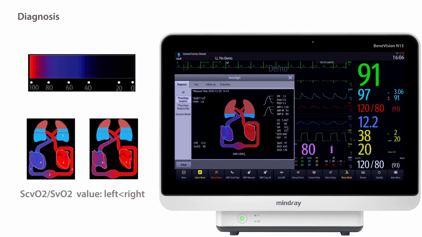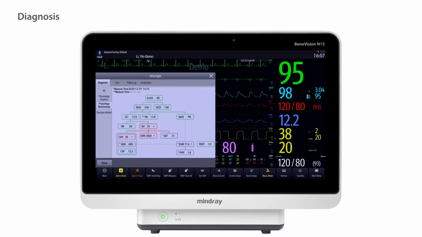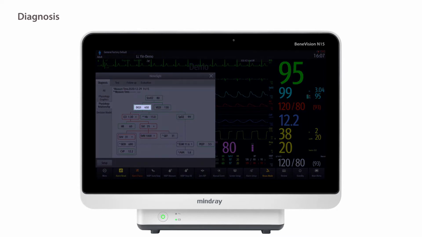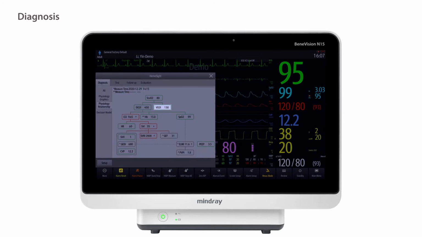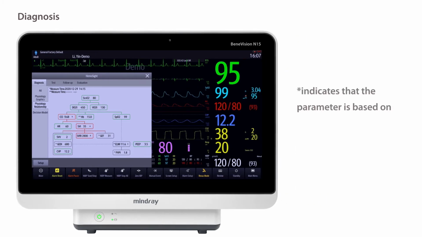When SpO2, SCV-O2, or SvO2 is measured, there will be corresponding changes in blood color according to the variation of SpO2, SCV-O2, or SvO2 values. The physiology relationship screen depicts the balance between oxygen delivery, DO2, and estimated oxygen consumption, VO2. The connecting lines highlight the relationship between each parameter, thus helping healthcare professionals quickly locate the root causes of hemodynamic abnormalities. A star symbol indicates that the parameter is based on intermittent measurement.